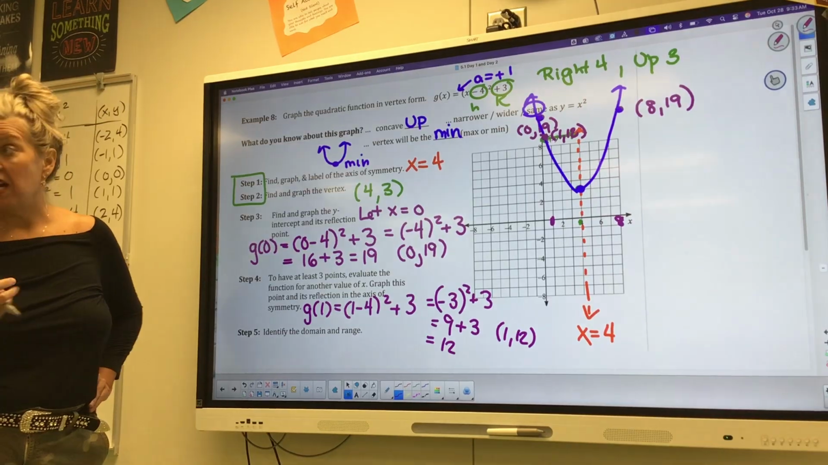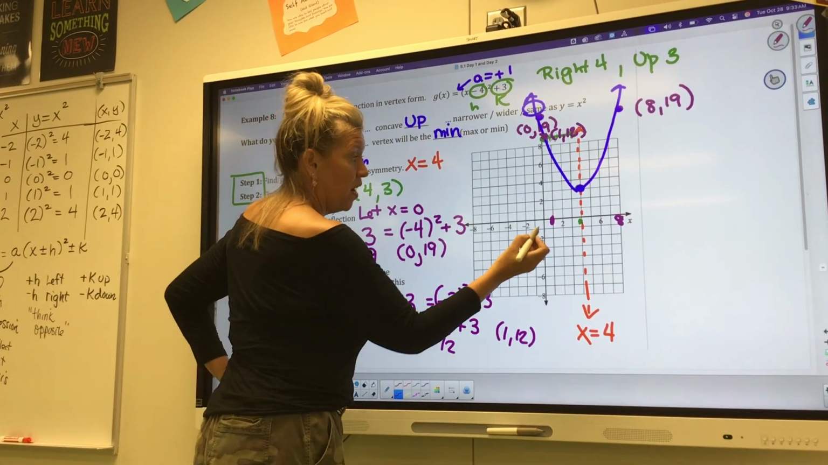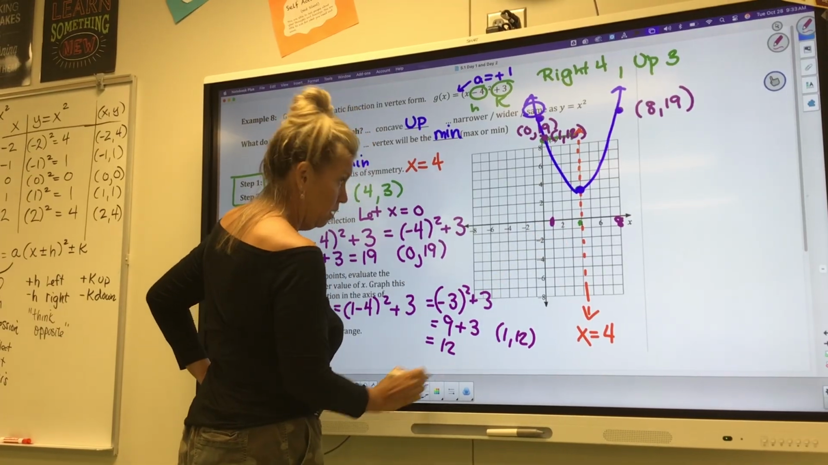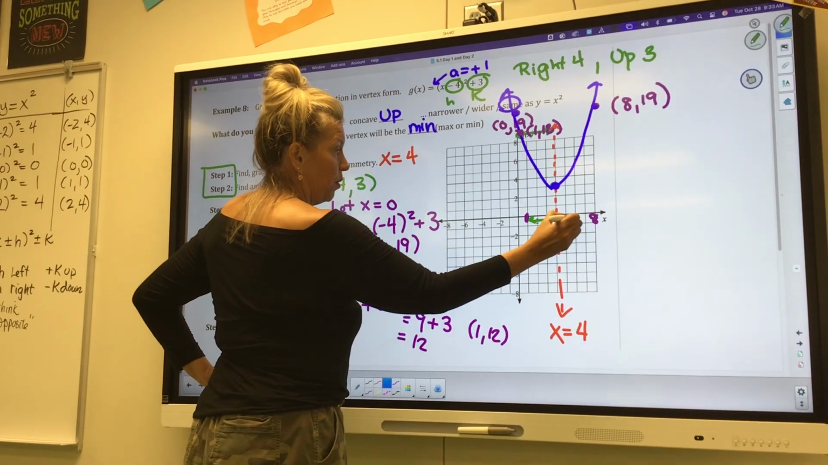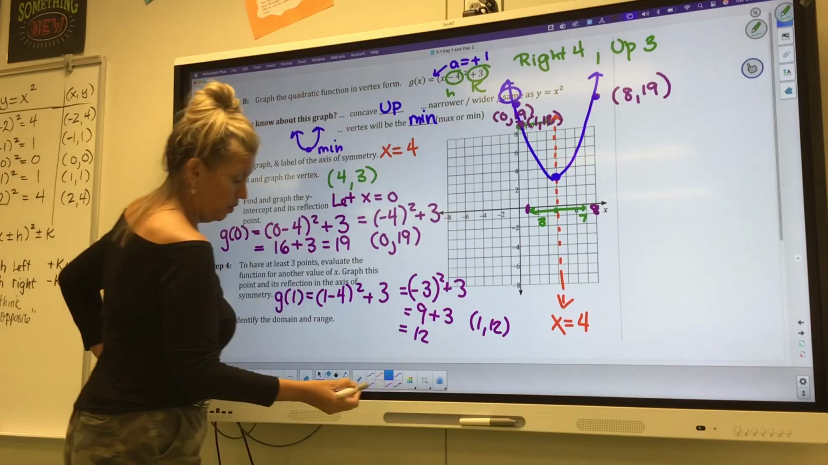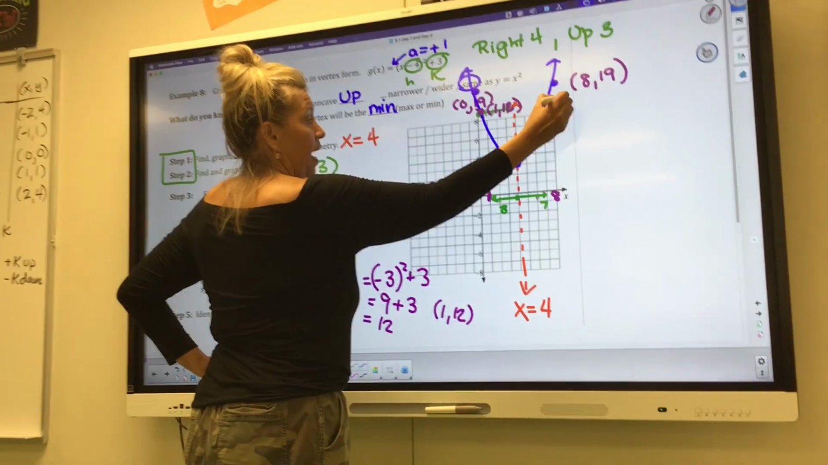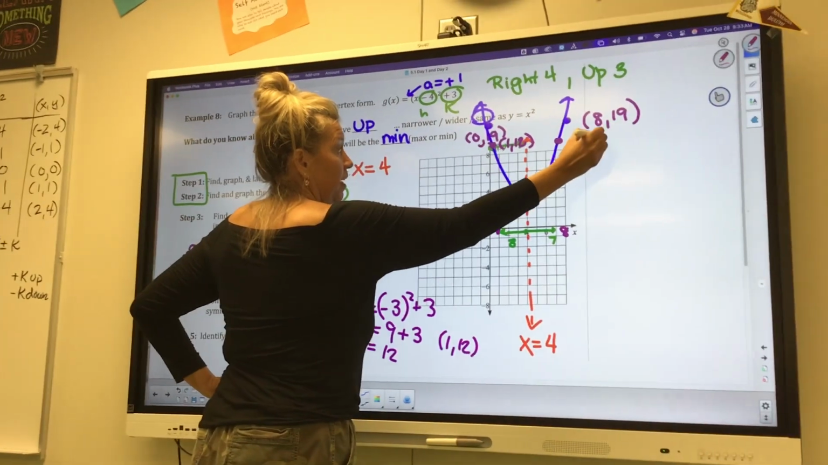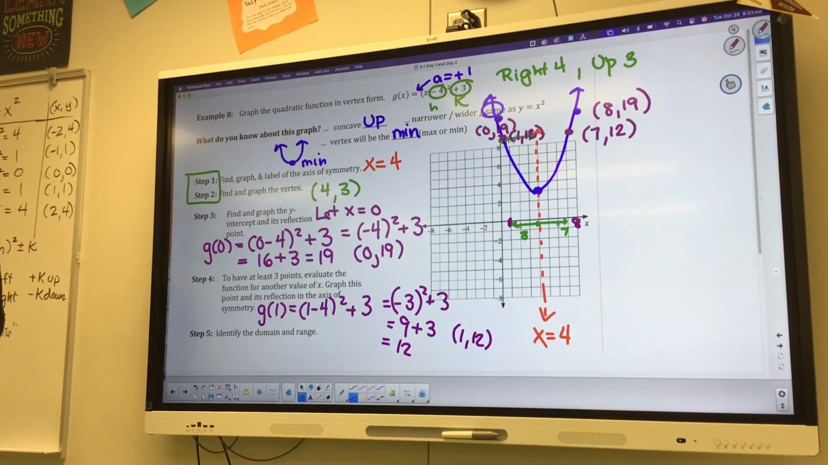Now I can find another point. That red line reflects it. So how far did I go from the red line? This is 3 units. So I'm going to go 3 units this way to now I'm at 7. So now I can find that last point right here at 7, 12. So there's 5 points.